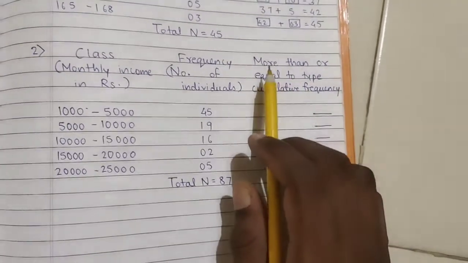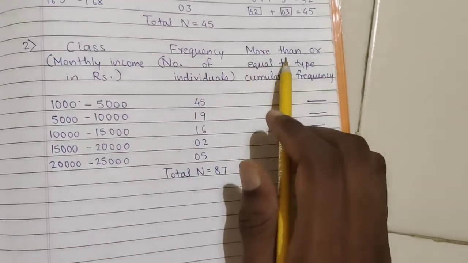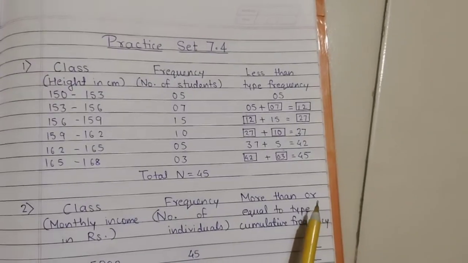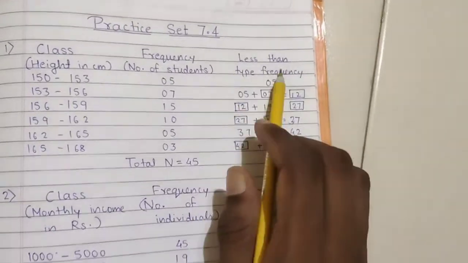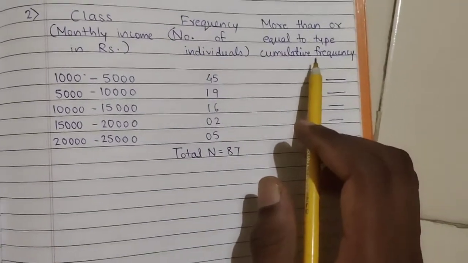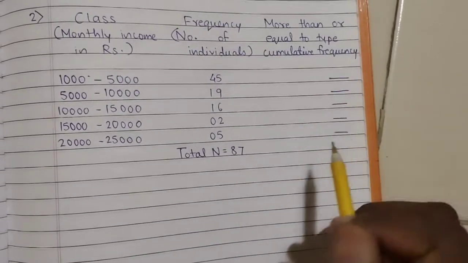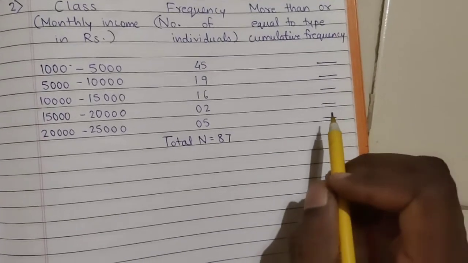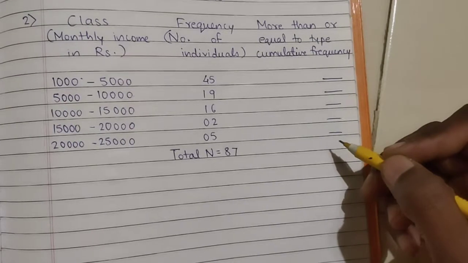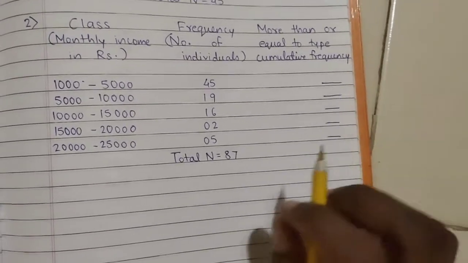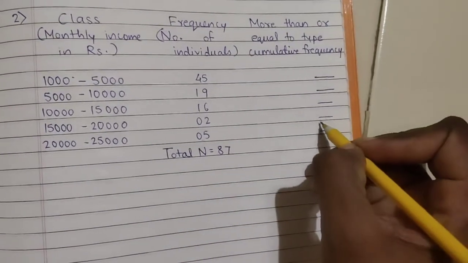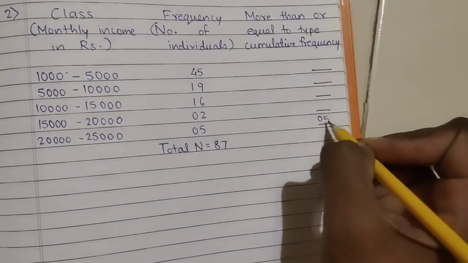Now in this case what you have to do? You have to make more than or equal to type cumulative frequency. Now in the earlier case we had to make less than type. Now here you have to make a more than type frequency distribution table. For this I am following the same method, but instead of going from top to bottom, now I will go from bottom to top. Okay, same method. So let us see how I am solving. See, the first number will be the same, that is 5.